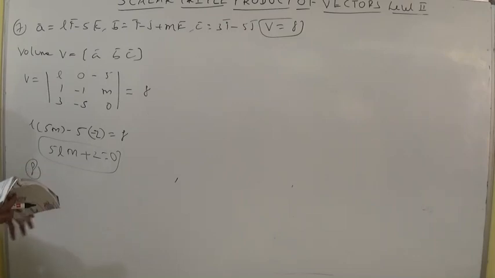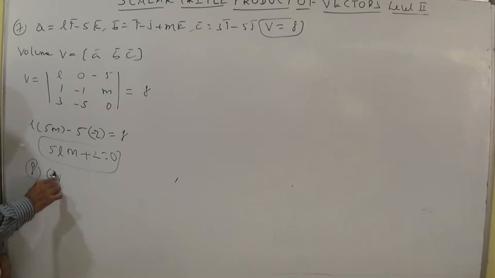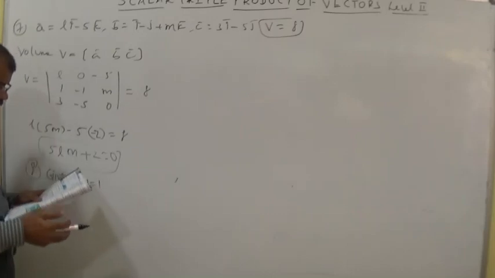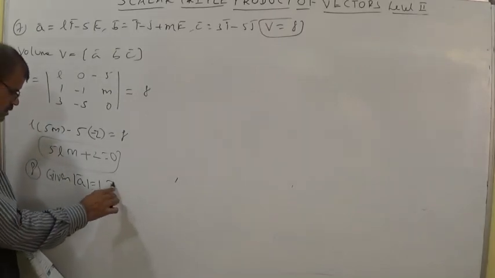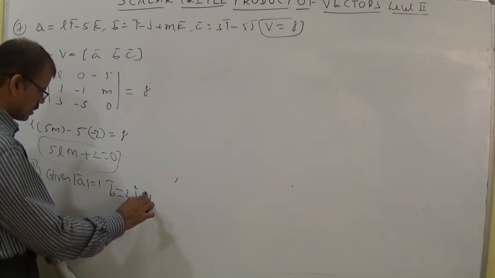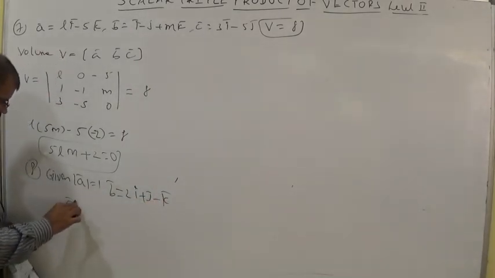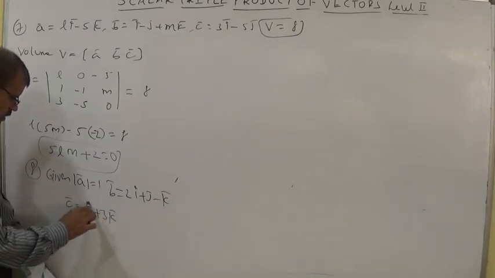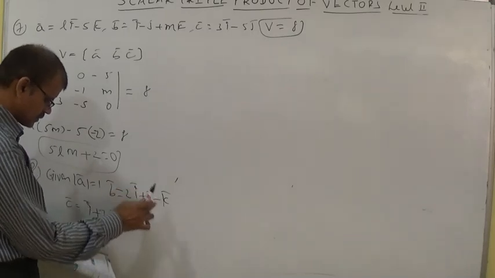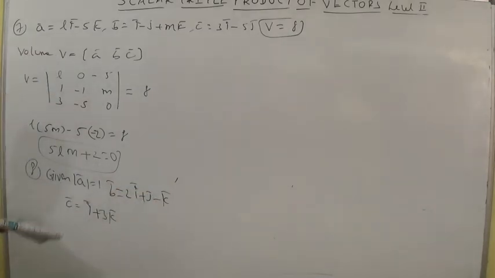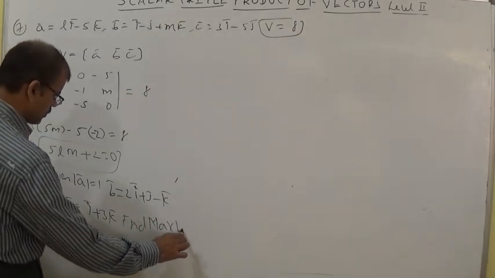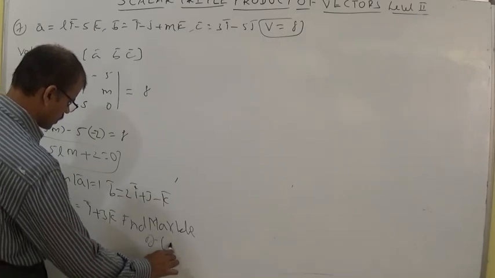Let A bar be a unit vector. Eighth question, given data: A bar is the unit vector, so mod A is equal to 1 you can take. And B bar is equal to 2i plus j minus k. And C bar is equal to i plus 3k. You should find the maximum value of box ABC. Find the maximum value of box ABC.